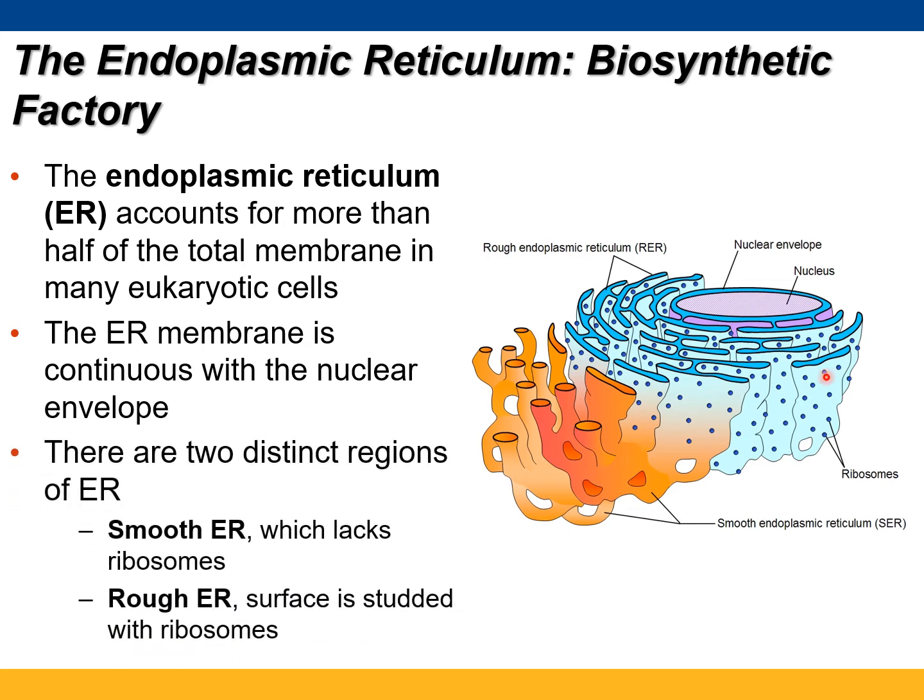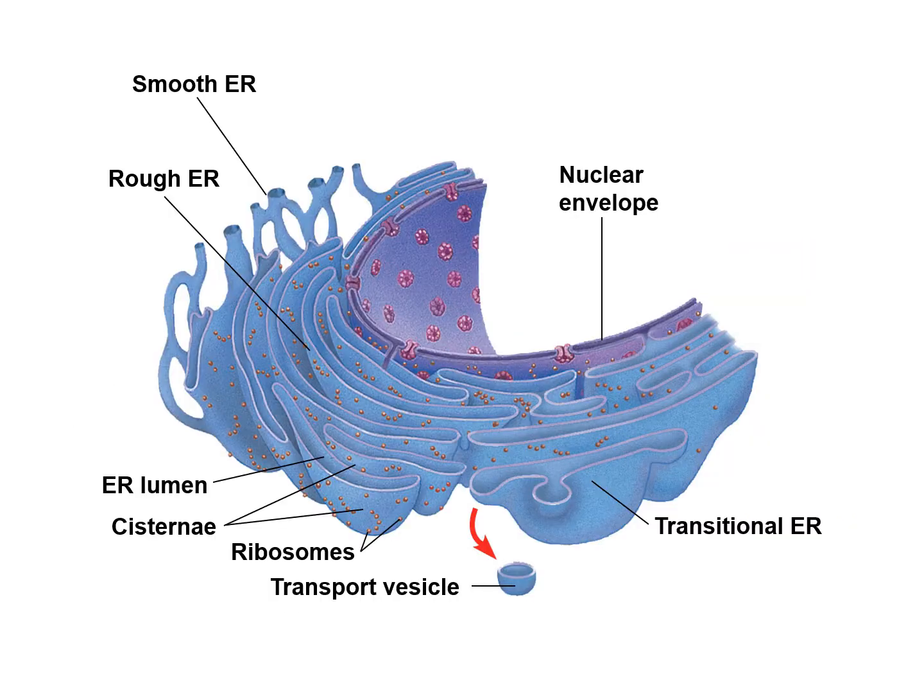So two distinct regions. We have that rough ER, which is often involved in protein synthesis and embedding proteins in membranes for targeting to the plasma membrane in some cases, or they are secretory proteins. You secrete them entirely into the interior of the membrane, and that begins the process of packaging them into vesicles. Smooth ER lacks those ribosomes. It's much more biochemical and storage in nature, and I'll explain what I mean here in a second.